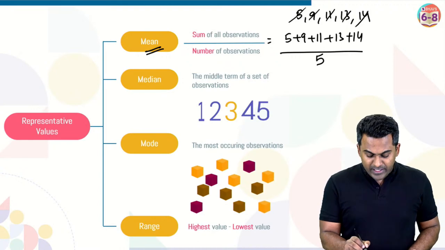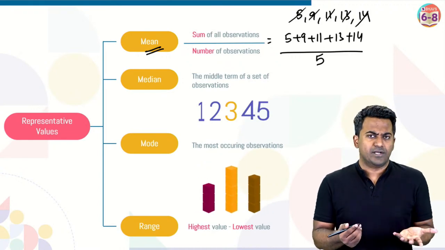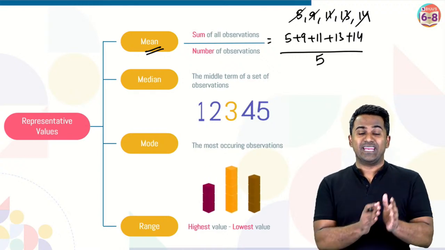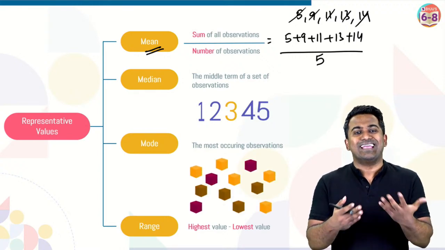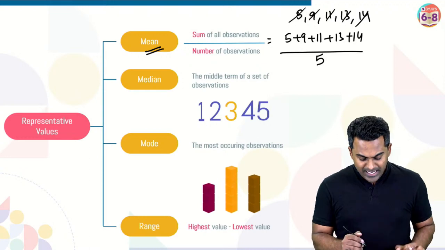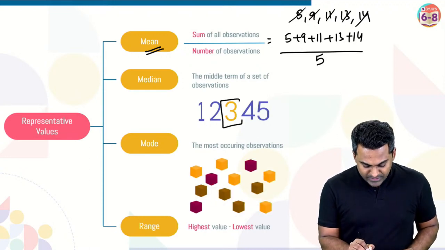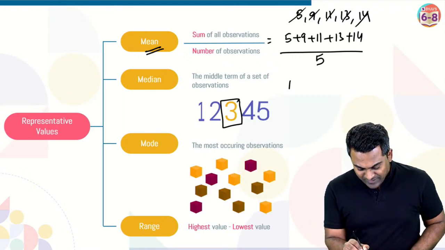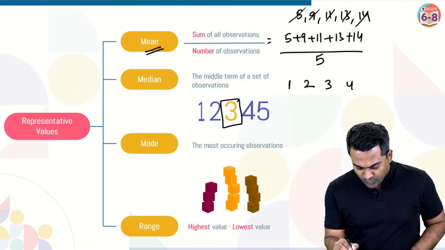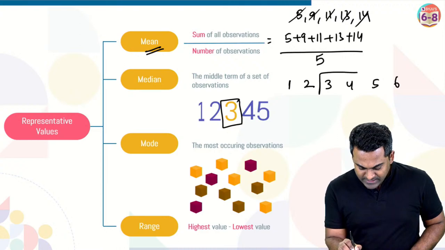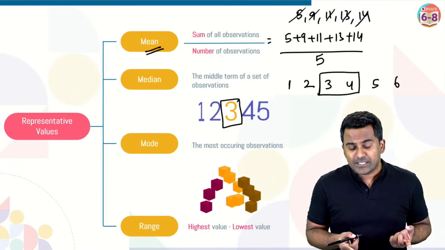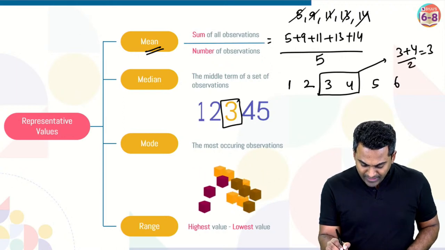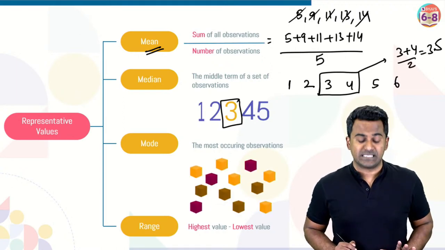And then we studied median. Median is what? Nothing but the middle term. But you've also seen that first we need to arrange the data in an ascending or descending order, and then the middle number is going to be the median. Like here the middle number is 3, but sometimes what happens? You have 2 numbers in the middle. Like if I talk about 1, 2, 3, 4, 5, 6, then these are the 2 numbers in the middle. Then in that case, what do we do? We take the average of this. So 3 plus 4 by 2, and we get 3.5 as the median.